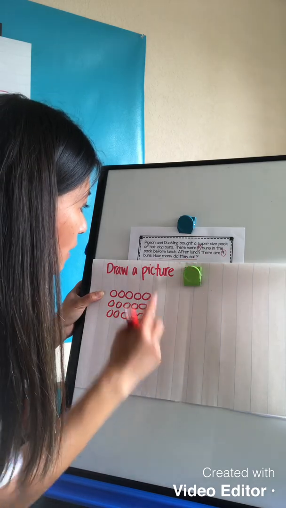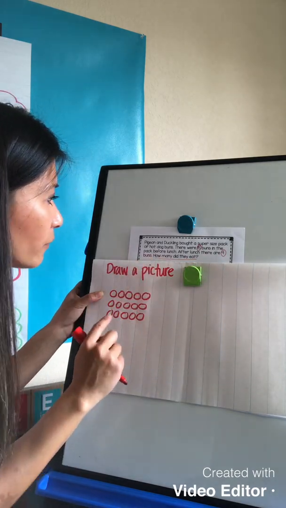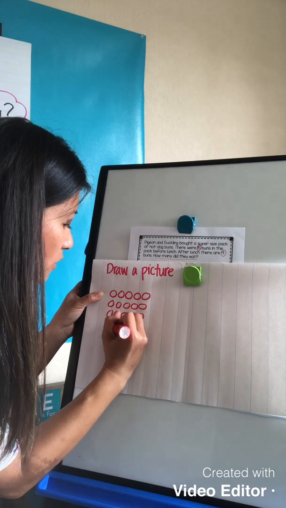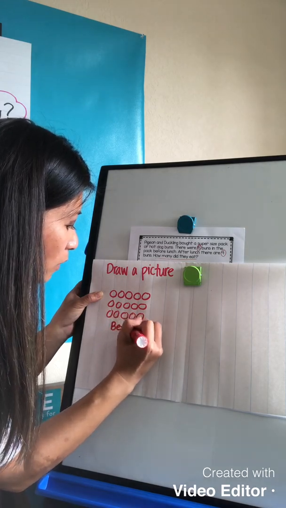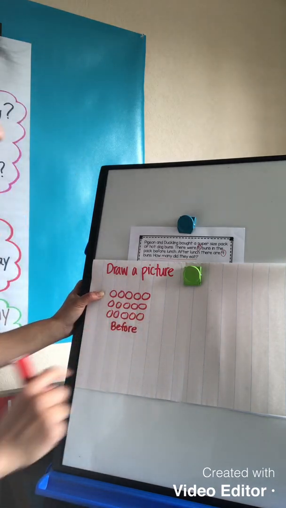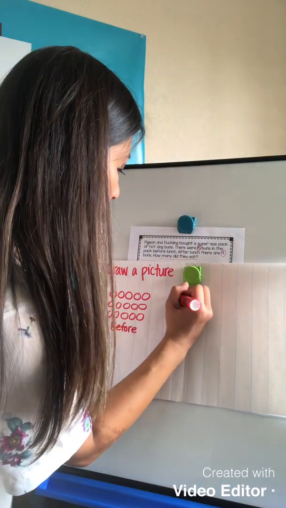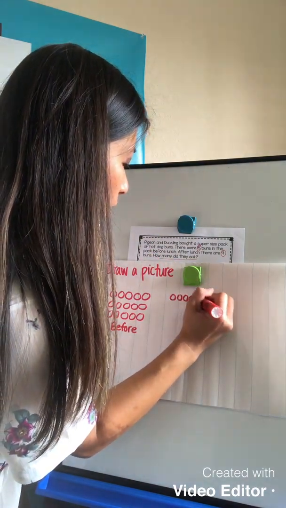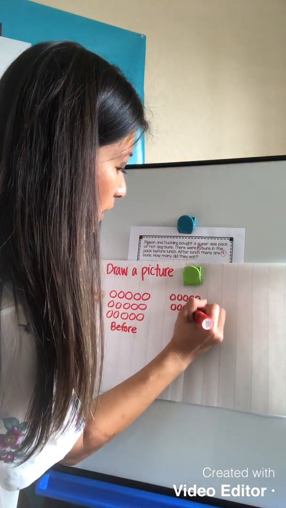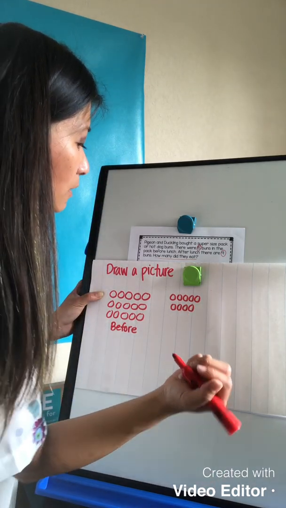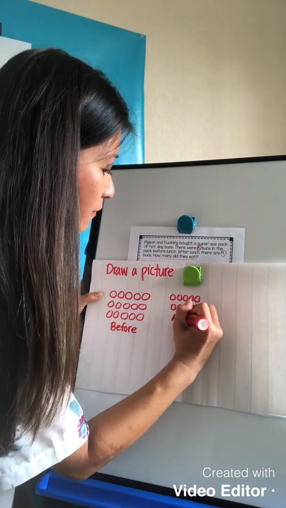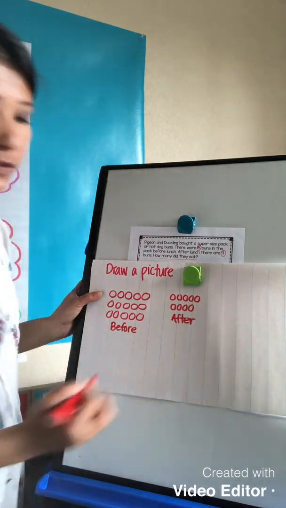And I'm going to label this. There were 15 buns in the pack before lunch. So I'm going to label this before, because I know this is before lunch. And then I'm going to draw my 9 buns. 1, 2, 3, 4, 5, 6, 7, 8, 9. So this is my after lunch. So I'm going to write after.